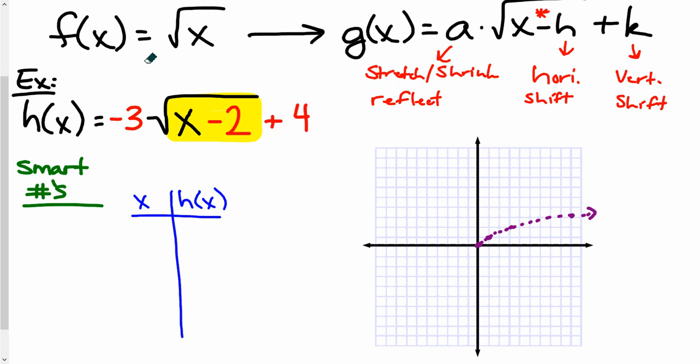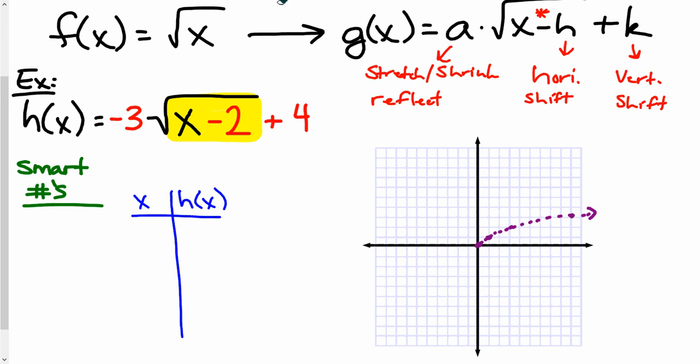Okay, so if we think about what is the most important point in the original function, it's what we call the critical point, and it's actually where the function starts. This function starts at the origin, 0, 0. This function, its critical point is going to be at 2, 4. Okay, positive 2, comma, positive 4.